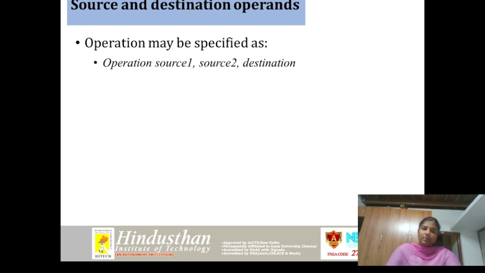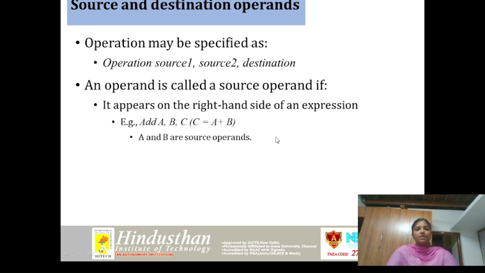Consider that the operation may be specified as operation, then source 1, source 2 and destination. So the operation will be like add, source 1 is R1, source 2 is R2, and then destination is R3. So this is the same kind of example. Add A, B, C. In this, add is the operation, A is source 1, B is source 2, and then C is the destination.